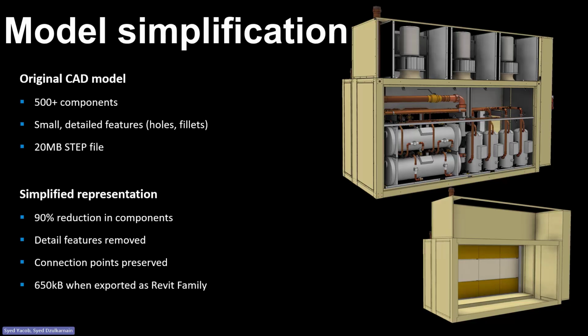In this particular example, the connection points are preserved and maintained, and the 20 megabyte STEP file, or whatever file format there is, is simplified down to 650 kilobytes when you export it as a Revit family. So it's lightweight. If an amendment or adjustment is required, you can still go back and amend the original master file. So you're not sending the master files to the architects or the BIM modelers.